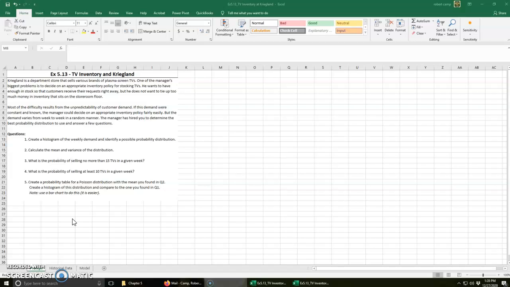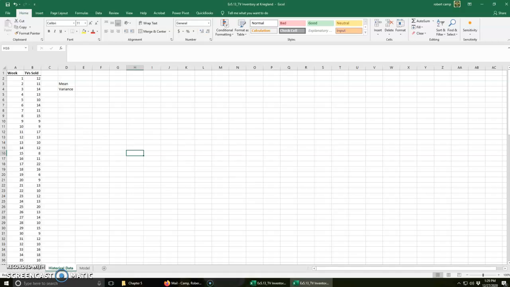So we're going to create a histogram of the demand and identify a probability distribution. We'll calculate the variance and the mean. And then we're going to figure out the probability of selling no more than 15 TVs in a week, of selling at least 10 in a week, and then we'll worry about the last part here, but we're going to create a graph. So let's go look at our historical data.